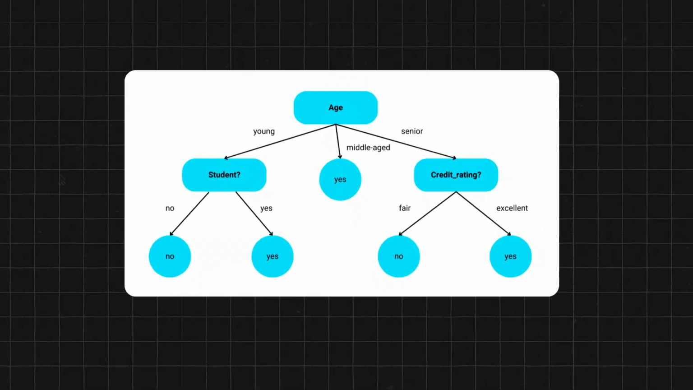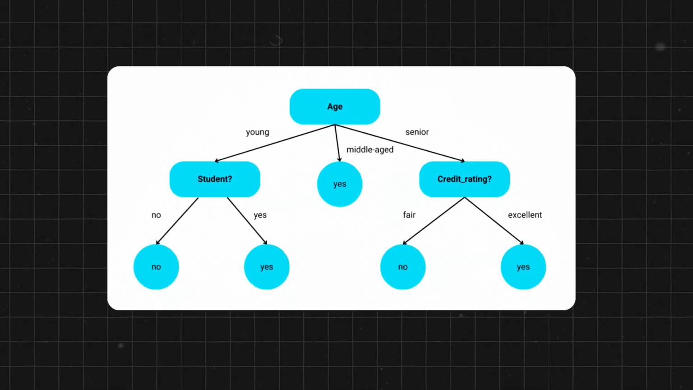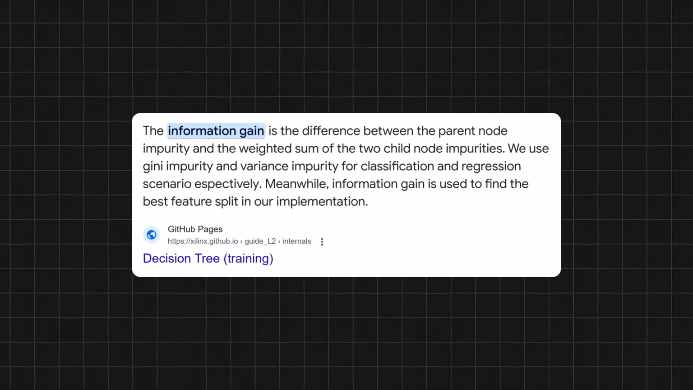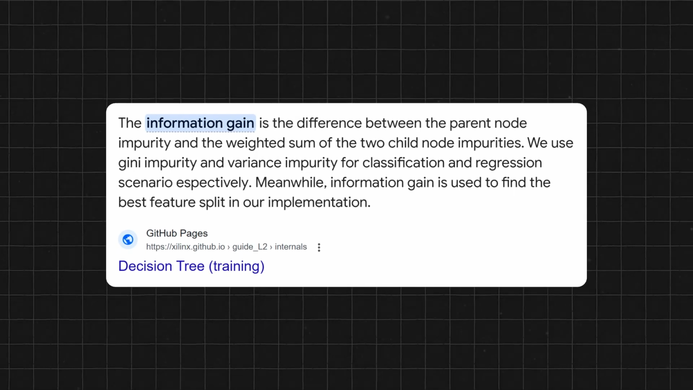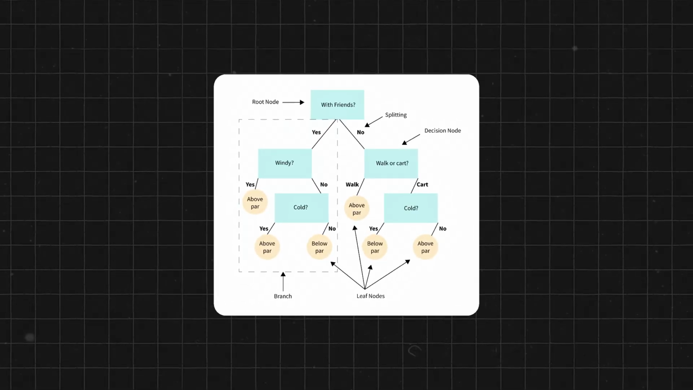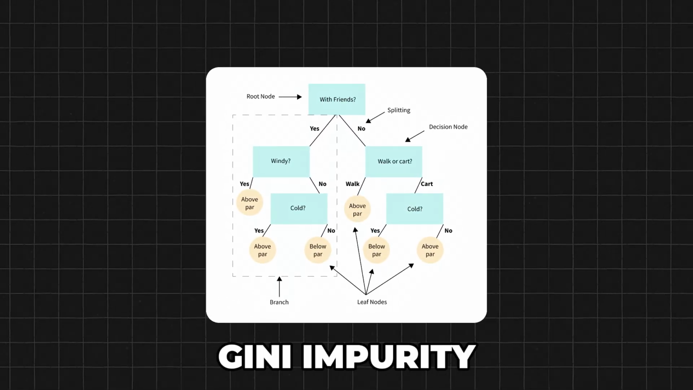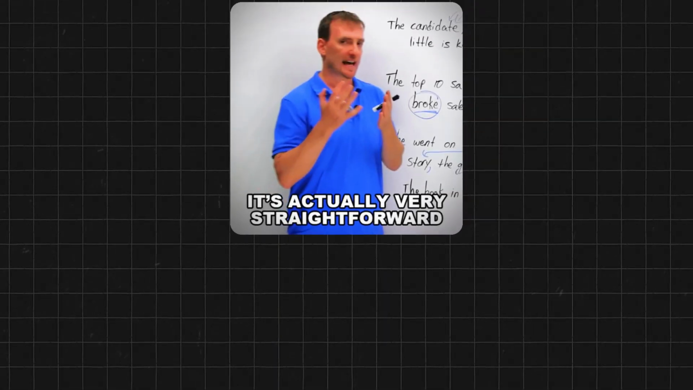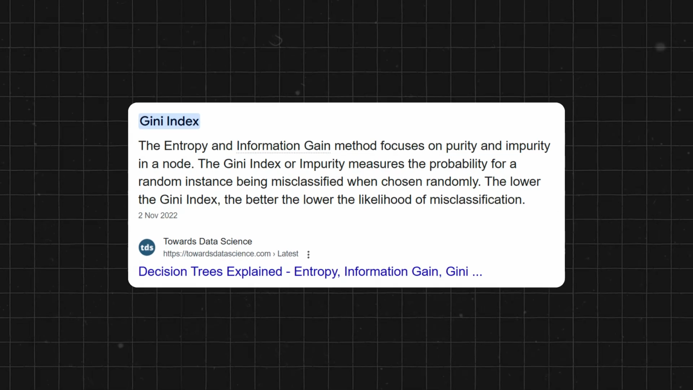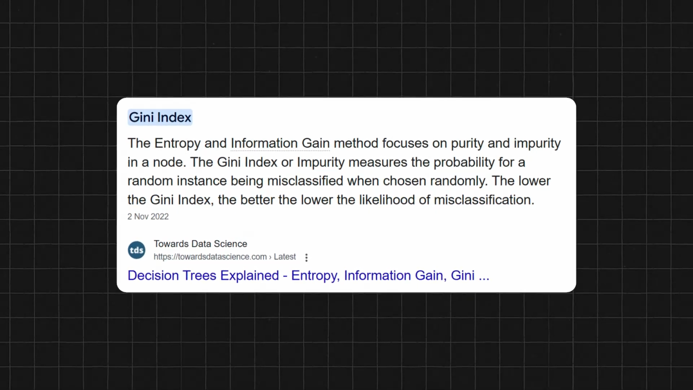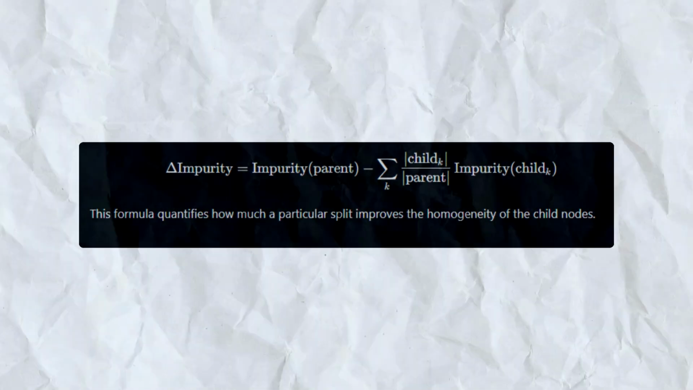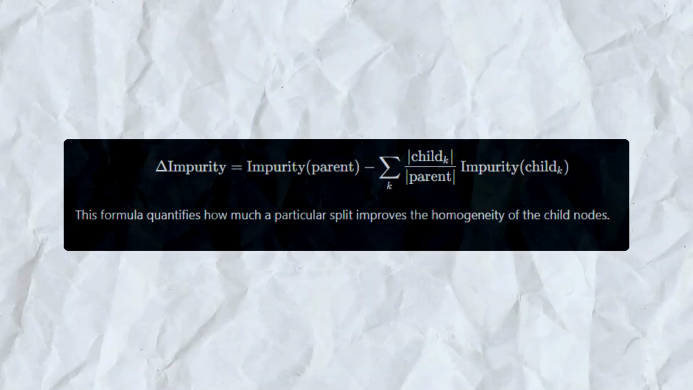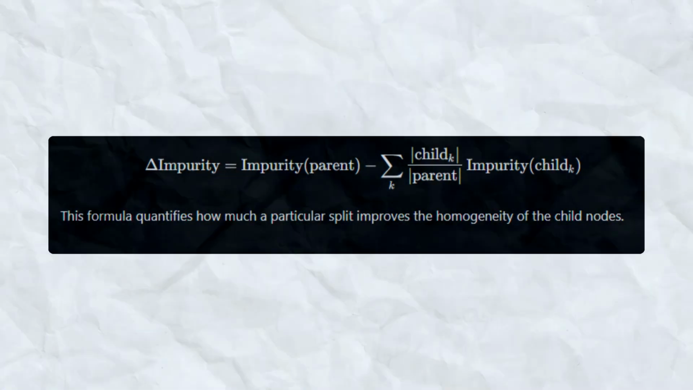The aim is to choose splits that result in the most homogeneous branches, thereby reducing the impurity. The process of measuring impurity and deciding the best split involves calculating the difference between the impurity of the parent node and the weighted impurities of the child nodes. While the calculation itself might involve measures like Gini impurity or entropy, the overall idea is straightforward. Ask questions that best separate the data until you can make a clear prediction at the leaves of the tree. This formula quantifies how much a particular split improves the homogeneity of the child nodes.